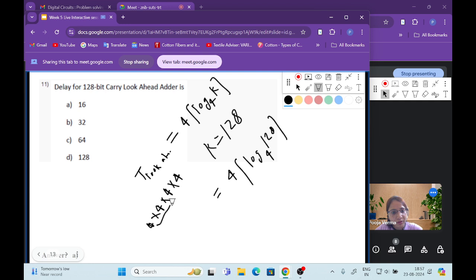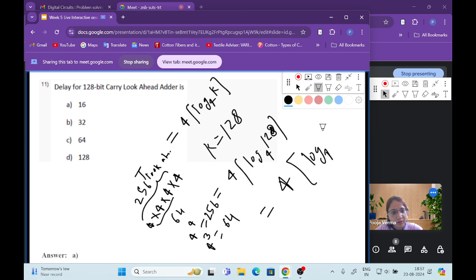It will give 64, or it will give 256. If 4 to the power 4, we will get 256. If 4 to the power 3, then we will get 64 only, right? But it is 128 bit, right? So we can't take 4 to the power 3. So if we take 4 to the 3.5 approximately, or 3.2, we can take it approximate.